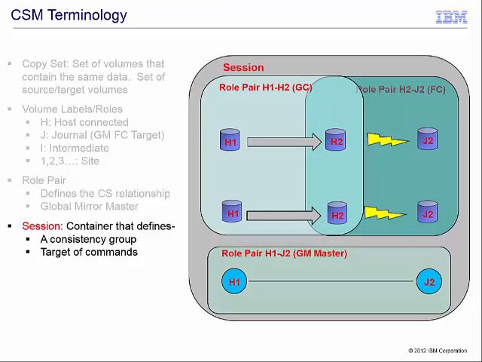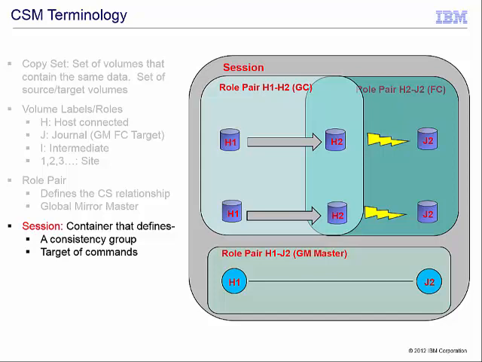Now that we have all of these copy sets comprised of volumes, and the volumes have roles and labels, and the copy services relationships defined by the role pairs between the volumes, we need a container to hold all of this. This container is called a CSM session. One important function of a CSM session is it defines the consistency group for all of the volumes at the target location or locations. Another function a CSM session provides is that it's the target of commands issued by the customer to manage all of the copy services relationships contained within that session.